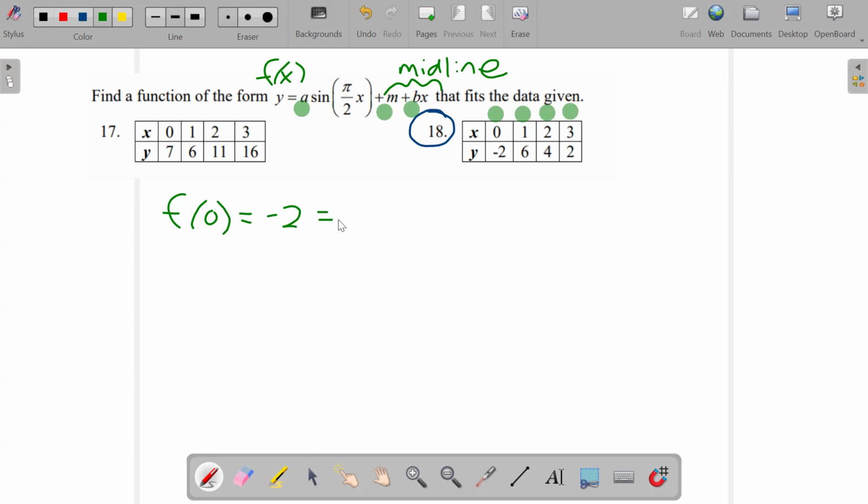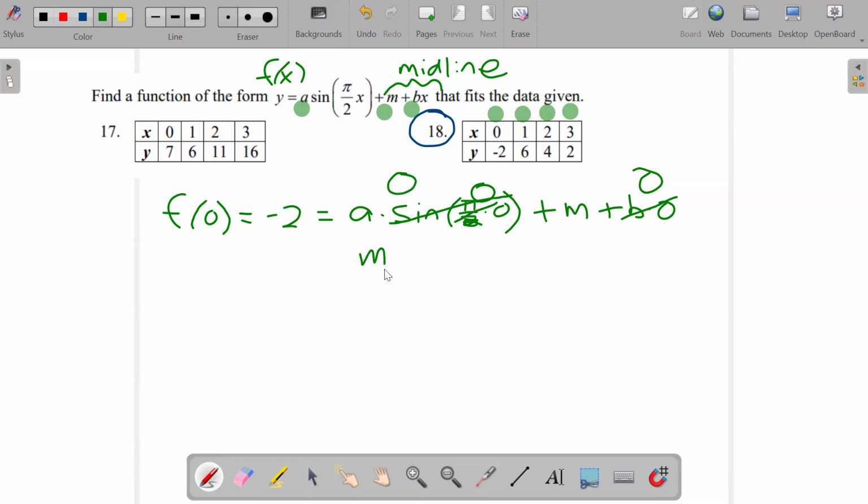If I plug that 0 into my equation, I'll get a times the sine of pi over 2 times 0, which is 0, plus m plus b times 0. That's 0, too. Sine of 0 is, on a good day, 0. So this is all 0, the a is gone, and this tells us that m is -2. So we scored right away with one of the missing values.